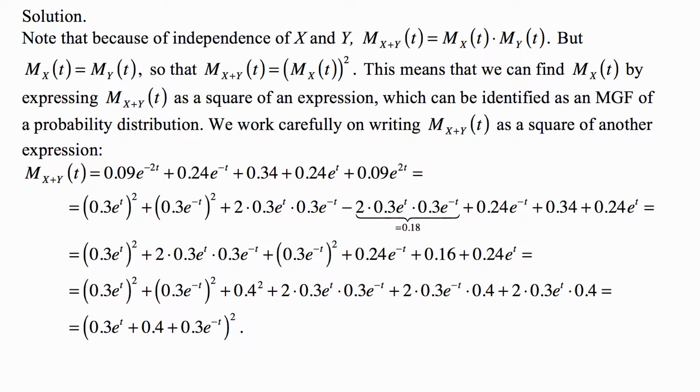Okay, and then we have those two squares plus the square of 0.4 plus double product of 0.3 e to the t and 0.3 e to the minus t plus double product of 0.3 e to the minus t and 0.4 plus double product of 0.3 e to the t times 0.4. So we have three squares and then double products of everything that's in them. Well, that's equal to 0.3 e to the t plus 0.4 plus 0.3 e to the minus t, squared. So we just wrote the moment-generating function of the sum as a square of something.